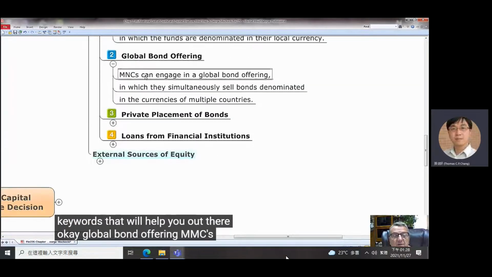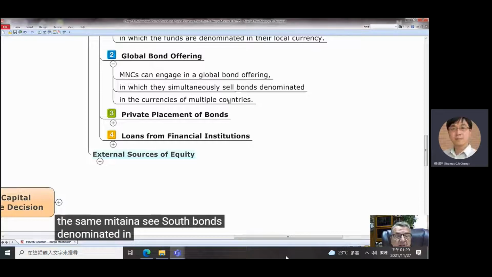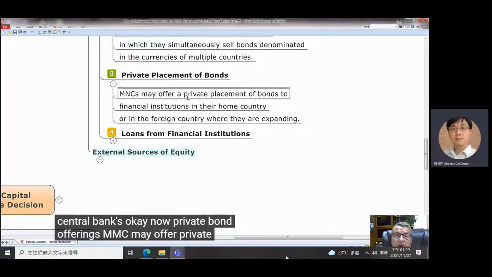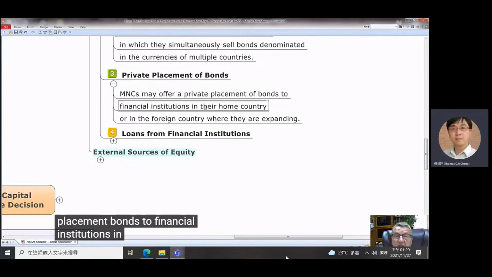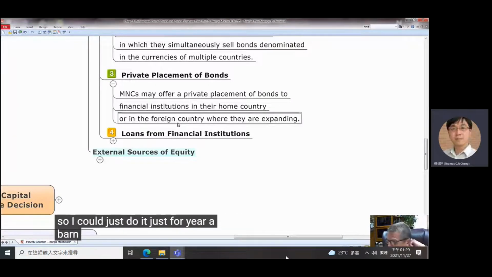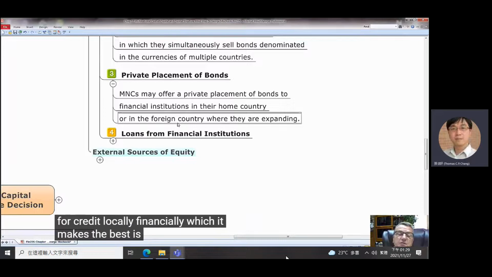Okay, global bond offerings. MNCs can engage in global bond offering in which they simultaneously sell bonds denominated in currencies of multiple countries. I can sell in different countries. That's my market. The different exchanges, central banks. Okay. Now, private bond offerings. MNCs may offer private placement bonds to financial institutions in their home country or in foreign countries where they're expanding. So I could just do it for here, a bond, and people already have the name recognition. Remember, I'm thinking about where do I issue, where do I go out for credit, locally, financially, which makes the best sense. You're basically looking at the currency and all the factors that we've talked about.